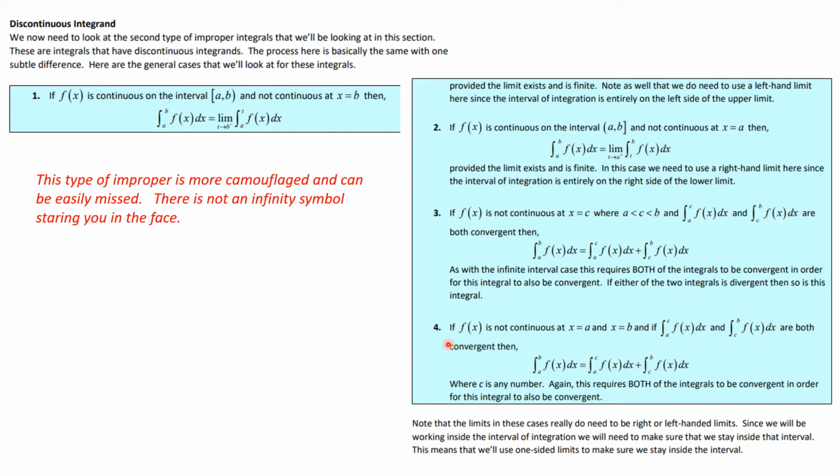Finally, if f(x) is not continuous at x equals a and x equals b, and the integral from a to c of f(x) dx and the integral from c to b of f(x) dx are both convergent, then this integral is equal to the integral from a to c plus the integral from c to b, where c is any number. Again, this requires both integrals to be convergent in order for it to be convergent, and if either of the two integrals is divergent, then so is this integral. You really need to think clearly about this, because there are four cases, but they're subtly different. Make sure that you're using right or left-handed limits.